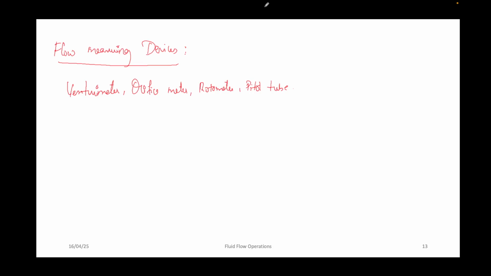What principle does venturimeter use or orifice meter use? On what principle does it operate? It basically works on the principle of Bernoulli's equation, right? Law of conservation of energy, and then it will be able to give you a flow rate or pressure drop across the pipelines, right? Yes or no?